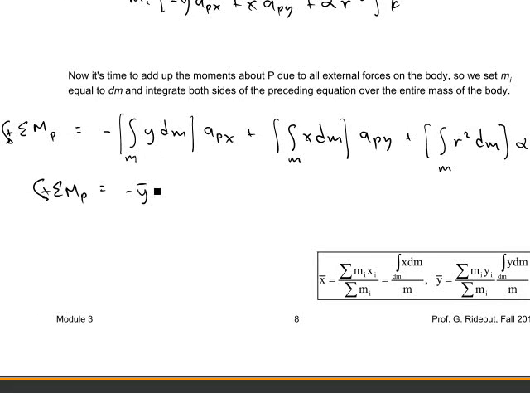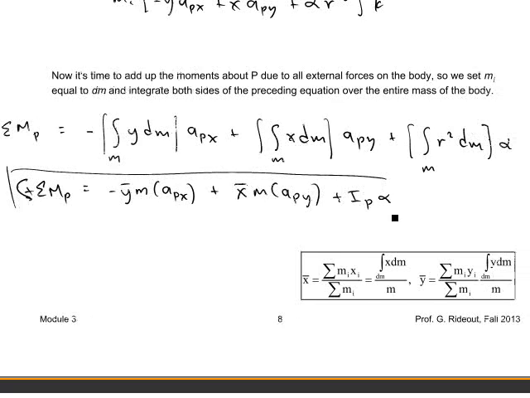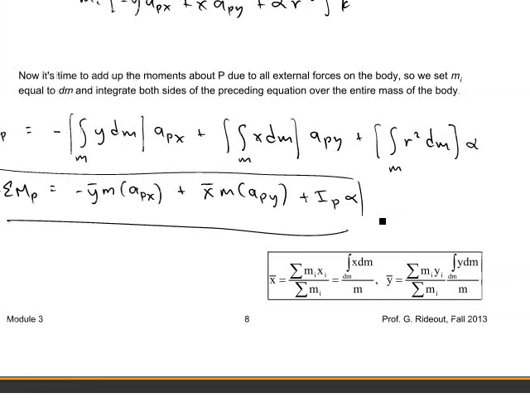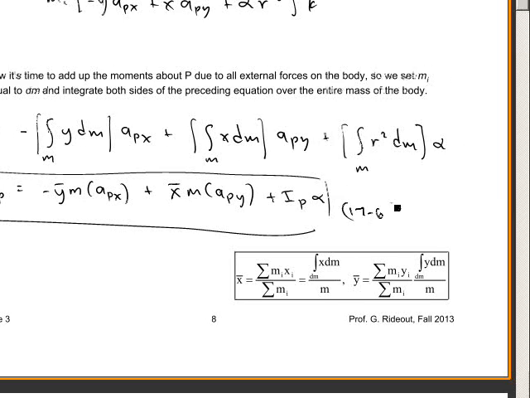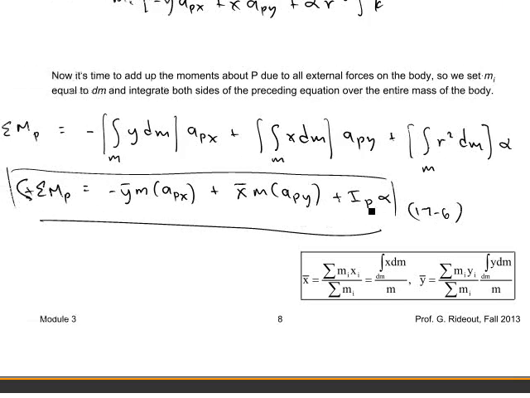So this first term turns into minus y bar m times apx. The second term similarly turns into x bar m apy. And the third term turns into moment of inertia about P times angular acceleration. So that is the sum of the moments about an arbitrary point P, and it's not simply IP alpha. It's IP alpha plus some other stuff.